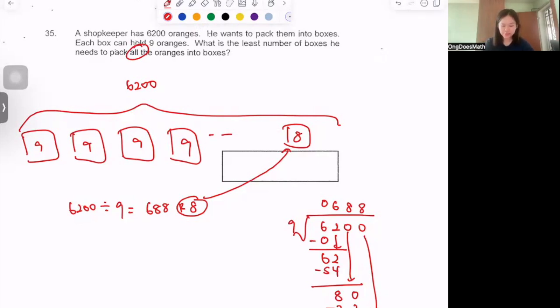So which means you will need 689 boxes, because you need another box to pack the last 8 oranges. Hence answer is 689. Okay, hope everything is okay.